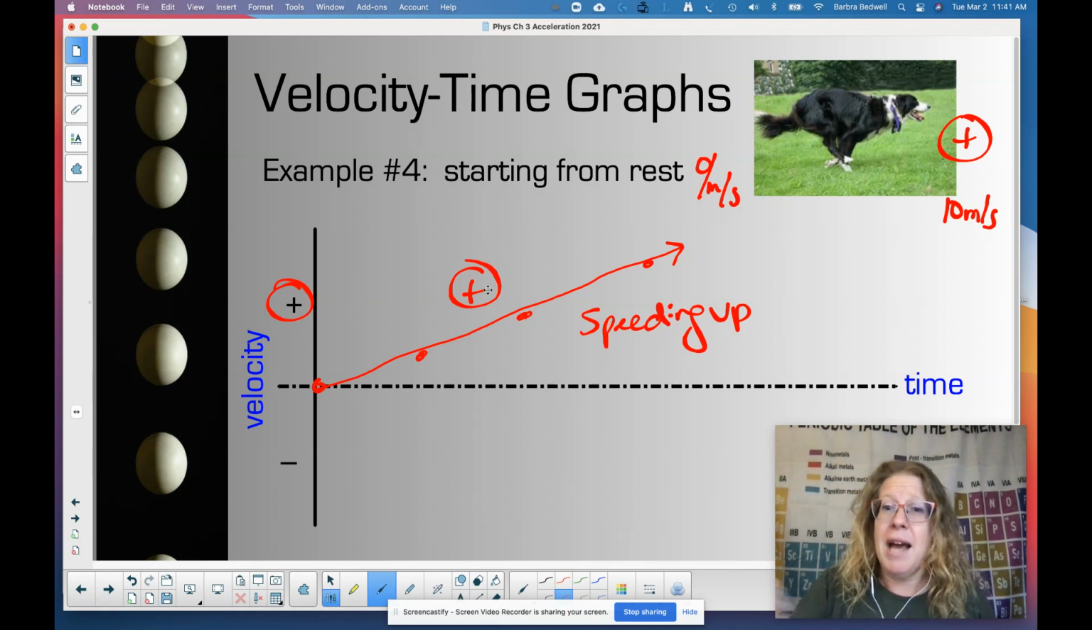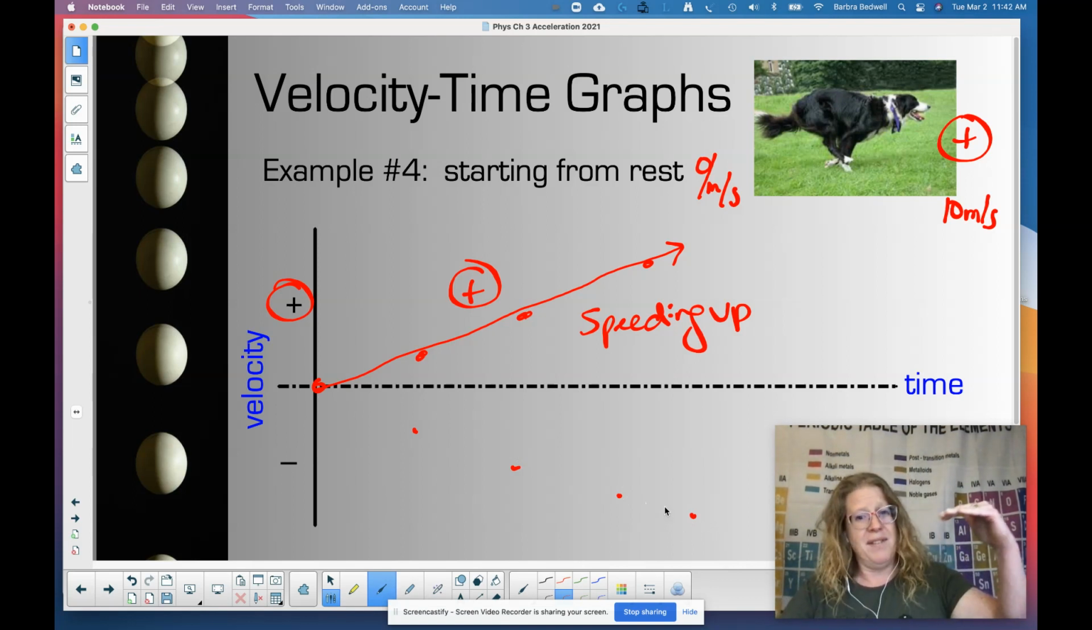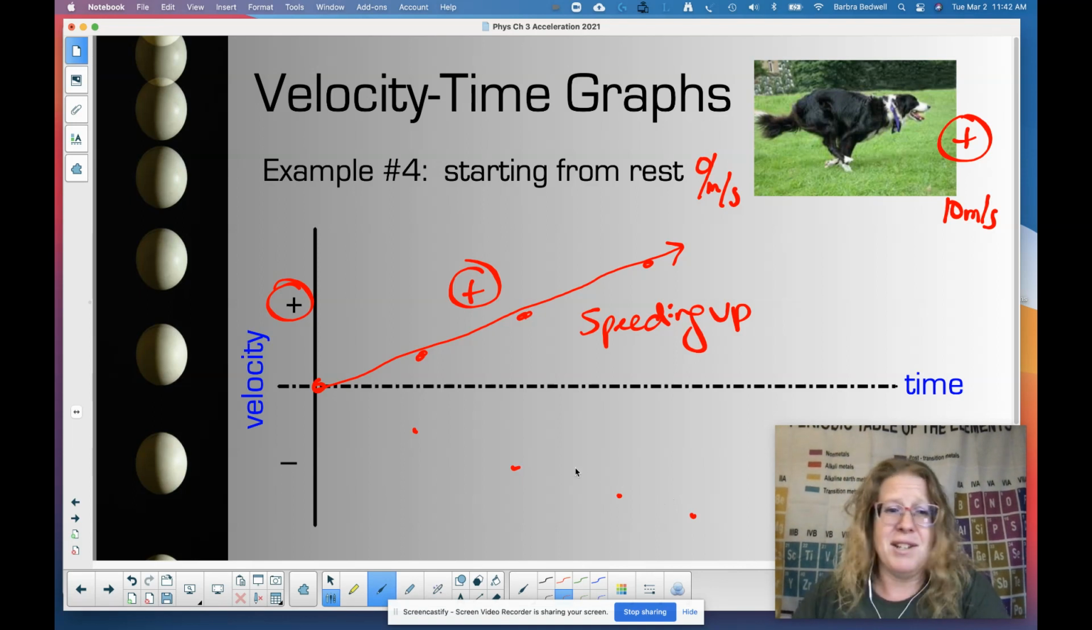By the way, if he was going the opposite direction, if we were saying that this was the negative direction, it'd be the same thing, just the mirror image of it. It'd be going that way. If he was going west instead of east, he'd be going down that direction, going from 0 to -1 to -2 to -5 to -10 meters per second, whatever it would end up being. Again, if he's going in that negative direction, your line just goes the other way. It's the other quadrant, I guess, of the graph.